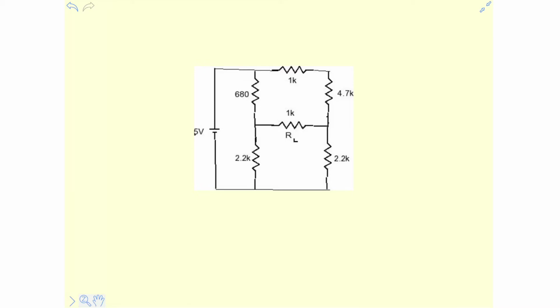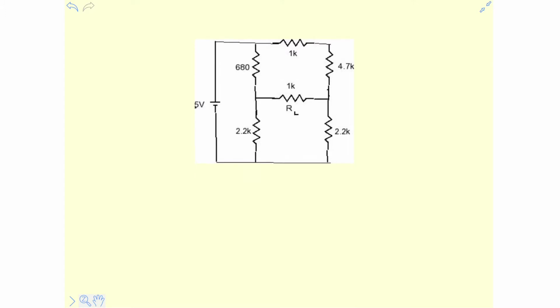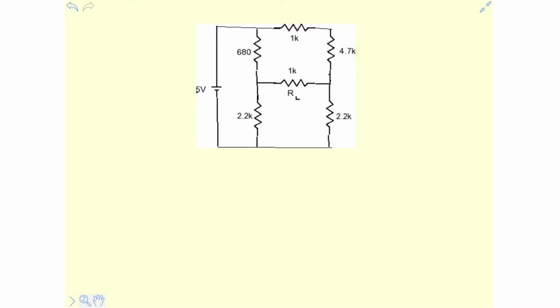Hi friends, let's solve this Thevenin equivalent circuit problem. This is a somewhat complicated problem when compared to all the previous problems we have already solved in this section. So here we need to calculate Thevenin's equivalent across this load RL.